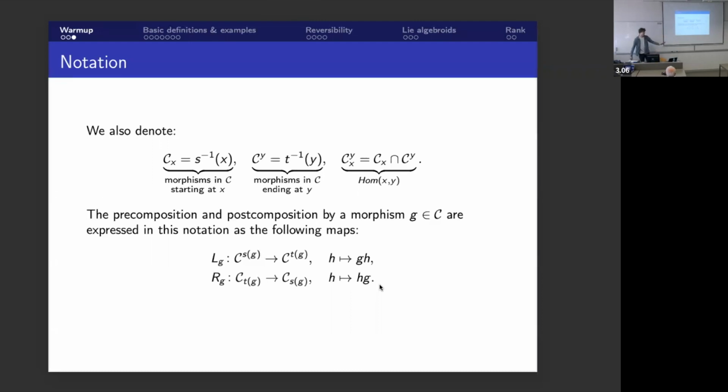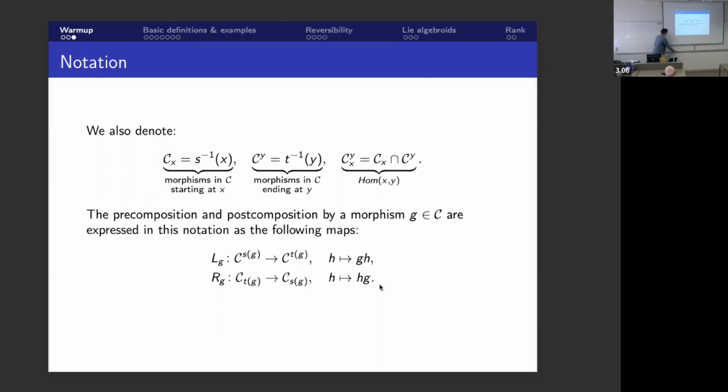And also, the last thing that regards notation, we are going to be denoting the left multiplication. I call it left multiplication because it's really just the left multiplication when it comes to groups, for example. But in fact, it's pre-composition and post-composition maps. And you may be wondering why I'm denoting the domain and codomain of, say, precomposition given by these two target fibers.